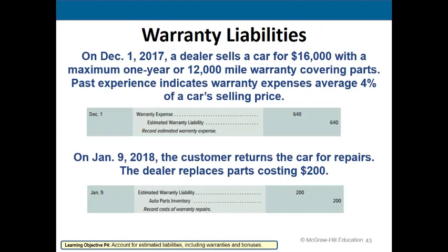Now, what happens if you are extremely over or under on your estimated warranty liability? Well, just like anything else that is an estimate, such as bad debt expense, management has to look at this, and if they overestimate by quite a bit, they need to change their estimation down. And if they underestimate, they need to adjust their estimate up. So you just react to it accordingly.